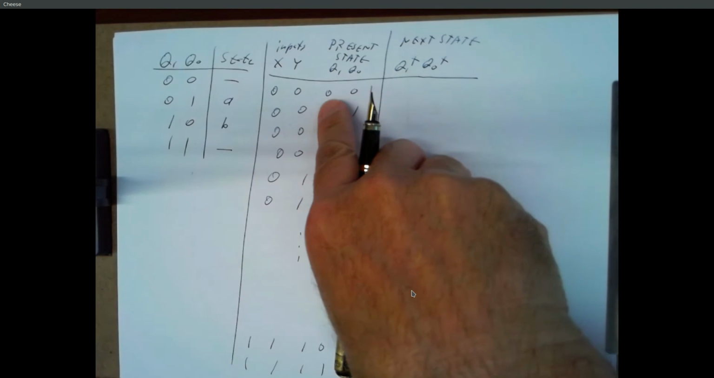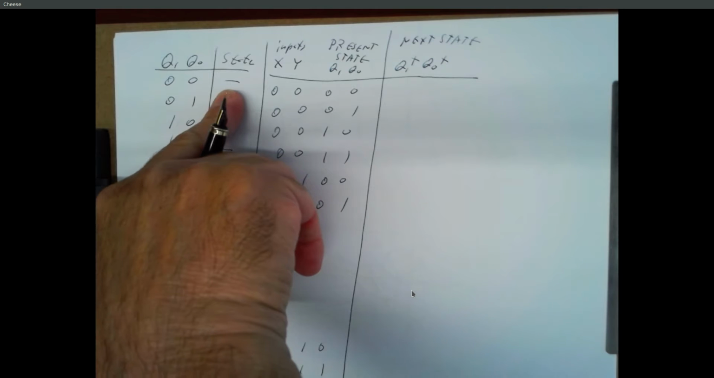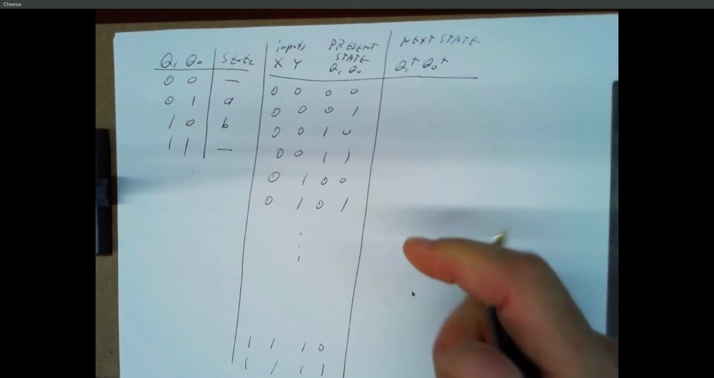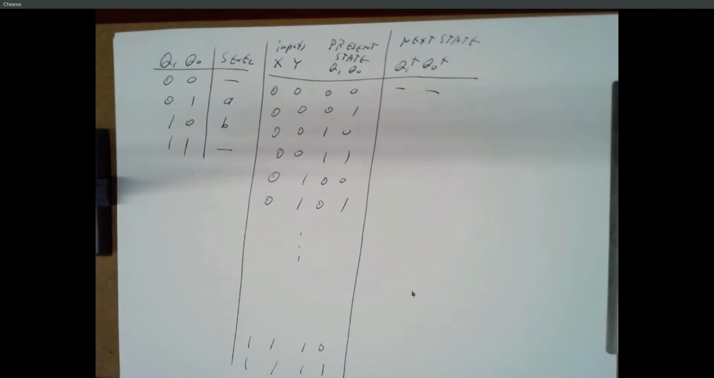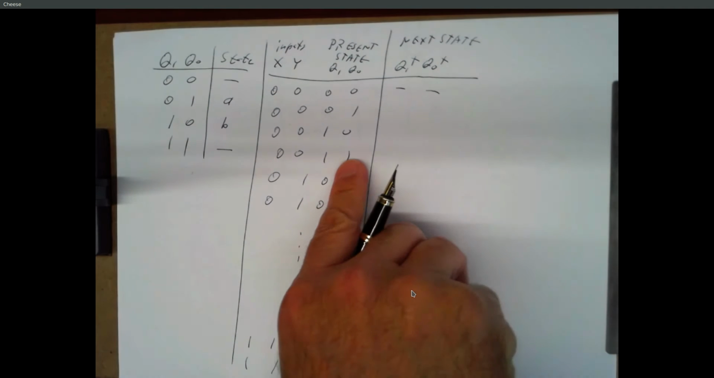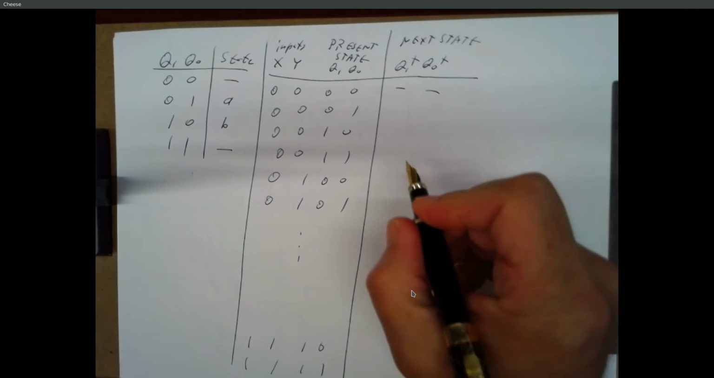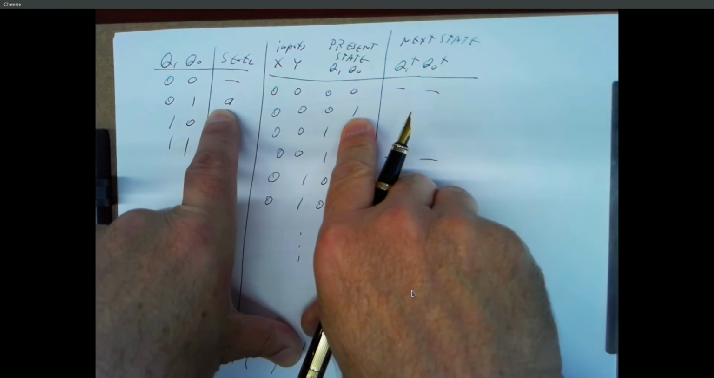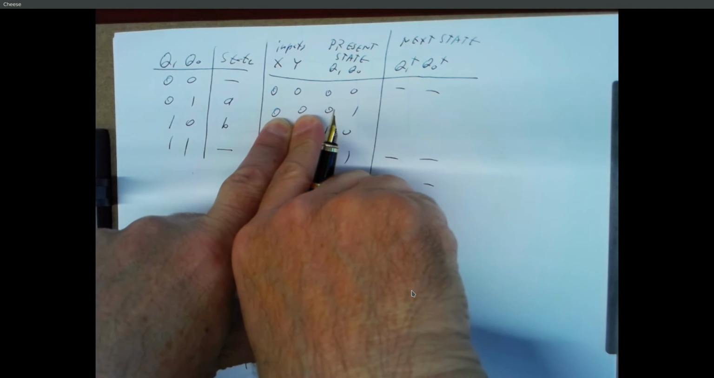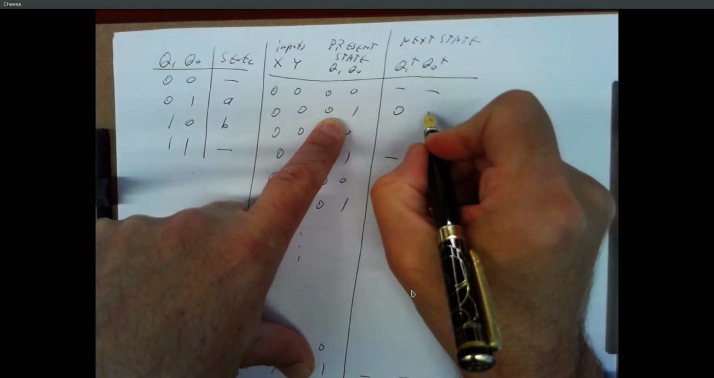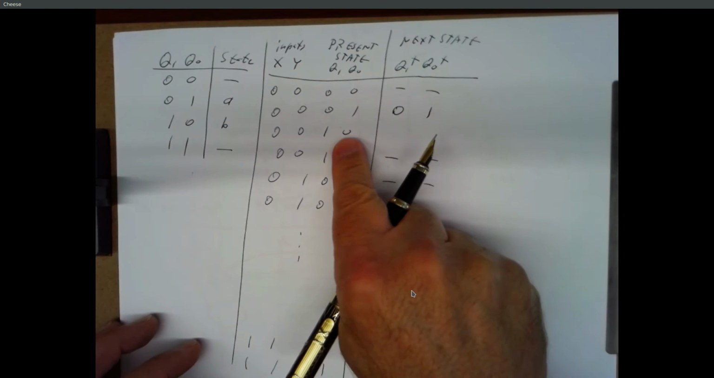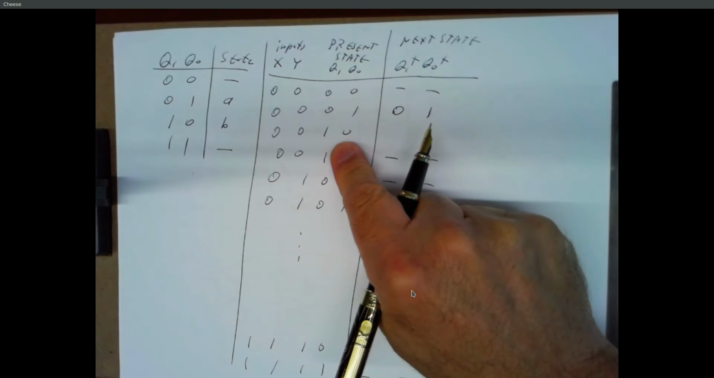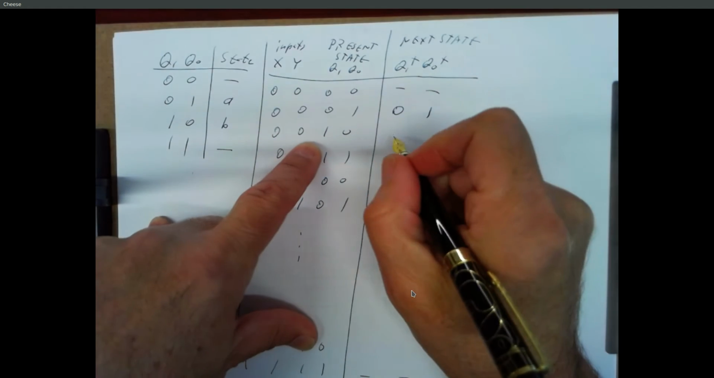Well, if my present state variables are 0, 0, that's a state that I don't care about. And so I don't really care what the next state is, so I can just mark these as dashes. And similarly, if my present state is 1, 1, I don't care about that state. So all of these states that don't match A or B, we can just put don't cares for the next state. But for these other values, for example, if you're in state 0, 1, that's state A, and your input is 0, 0, you should stay in state A, which means your output should be 0, 1. If you're in state B, which is a 1, 0, and your input is 0, 0, your new state should be A, which is a 0, 1.